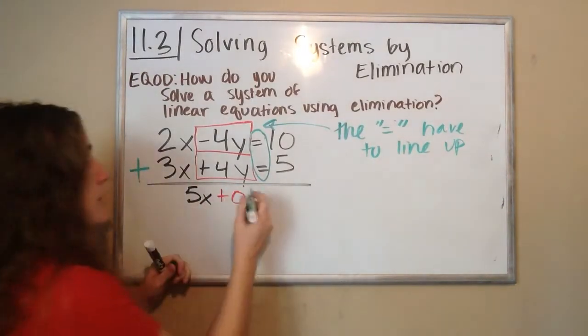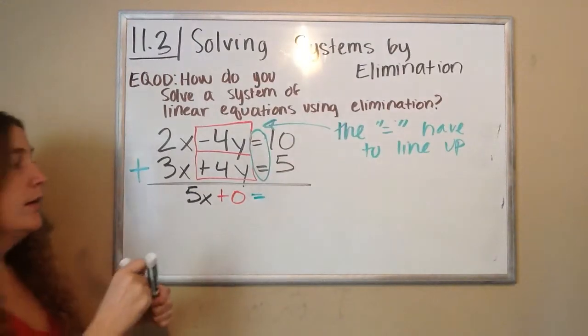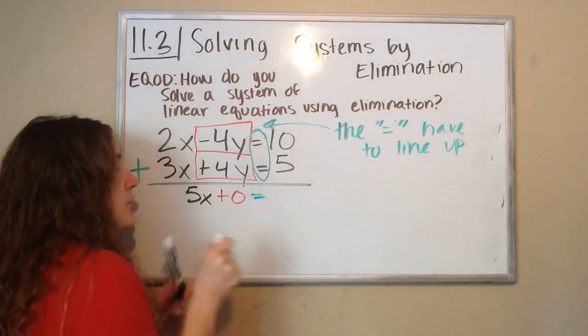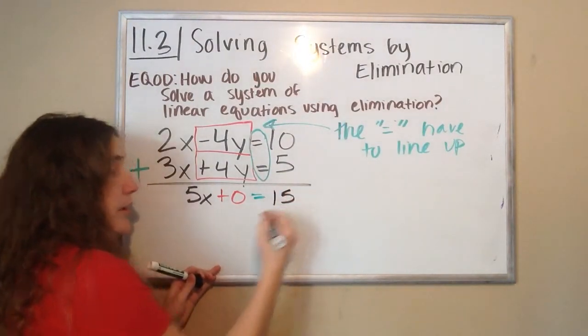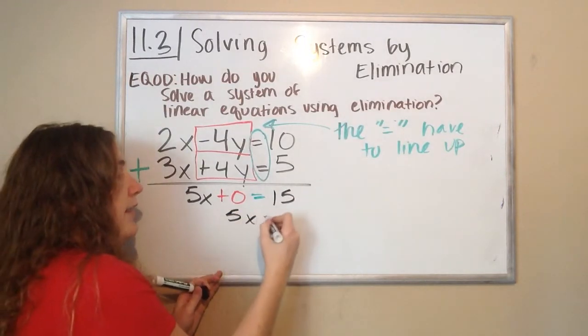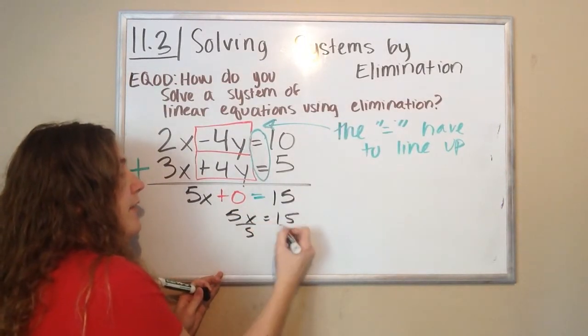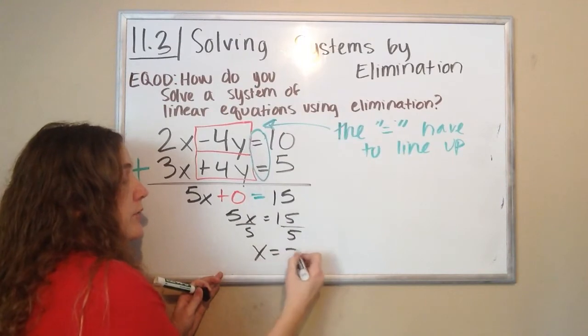And then we get equals 15, which you should be able to just solve in your head really quickly, but just in case you can't, 5x equals 15, divide by 5, x equals 3.